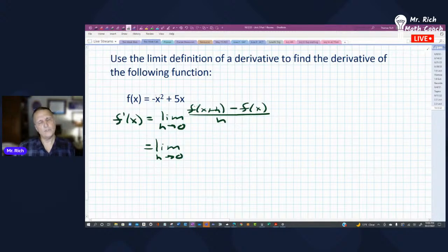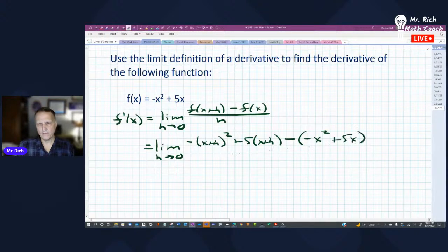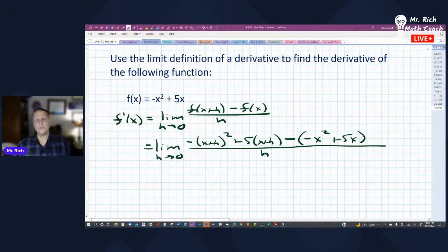So what I have to do is first find f of x plus h, and that's going to be negative (x plus h) squared plus 5 times (x plus h), minus the entire f of x, which would be negative x squared plus 5x, and that's all over h. So my task at this point is to expand that numerator and then combine the like terms with the hopes of canceling that h down on the bottom, so I could then finally plug 0 in for h. Can't plug 0 in for h right now because I'm still going to get 0 over 0.